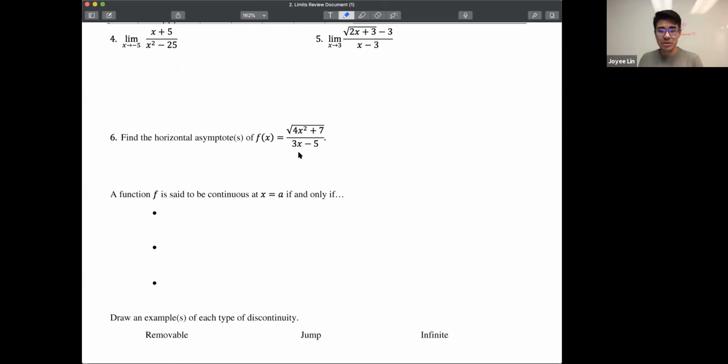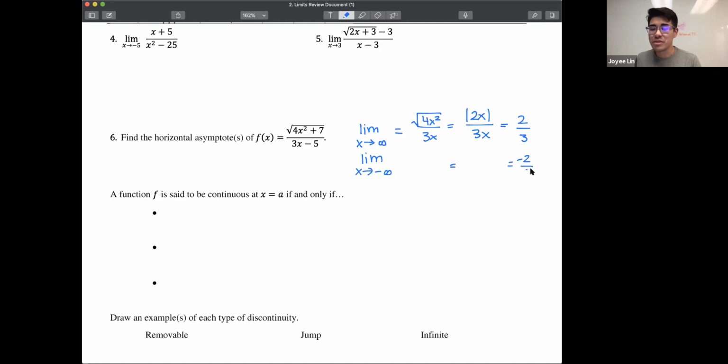So for example, for number 6 on this one, we could say the limit as x approaches infinity of this one is going to equal the square root of 4x squared over 3x. And remember that the square root of 4x squared can also be written as the absolute value of 2x over 3x. So the limit at positive infinity is 2/3. Likewise, the limit as x approaches negative infinity is equal to negative 2/3. And then you could use Desmos to see that this is indeed true.